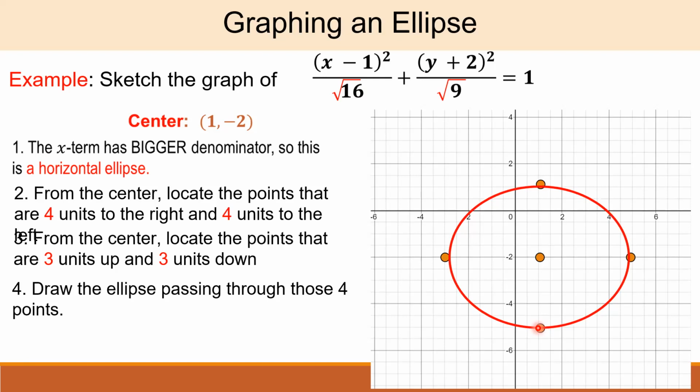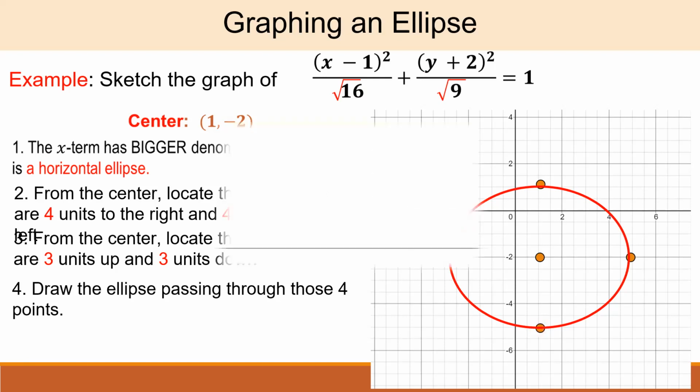Medyo mukhang circle kasi the major and minor axis, maliit lang yung discrepancy. Isang 4, isang 3 units in length. Okay? So, there you go for the sketch of this ellipse.